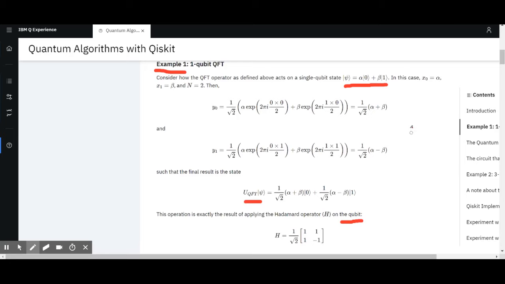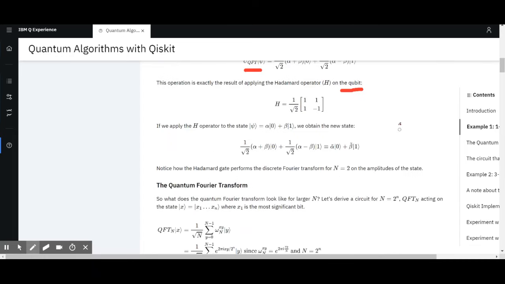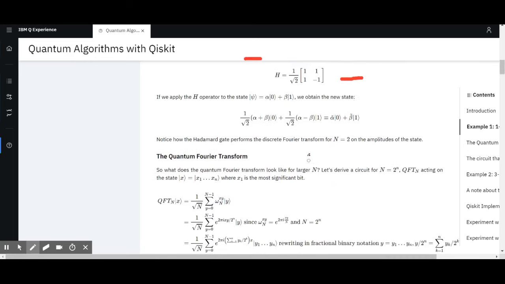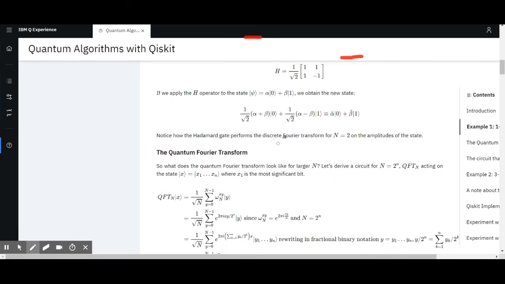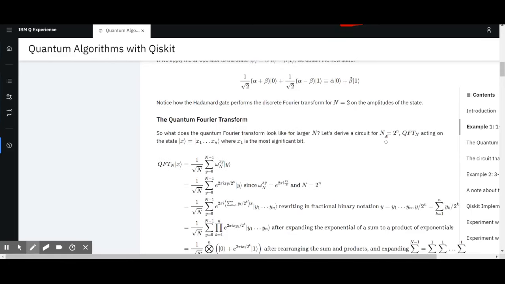So if you apply a Hadamard on zero and then a Hadamard again, then you go back to zero. Okay. Seems to make sense to me so far. If we apply the Hadamard operator to the state, we obtain this new state. Notice how the Hadamard gate performs the discrete Fourier transform on n equals 2 on the amplitudes of the state.